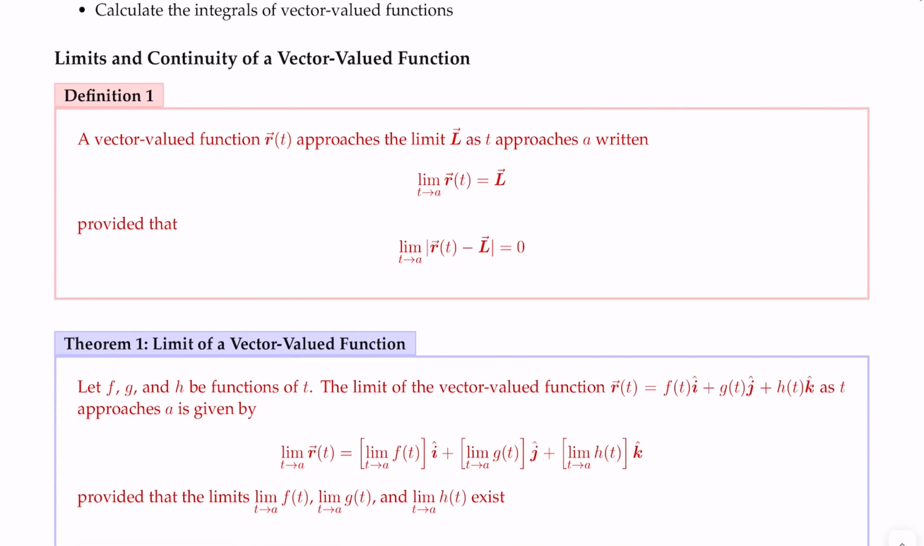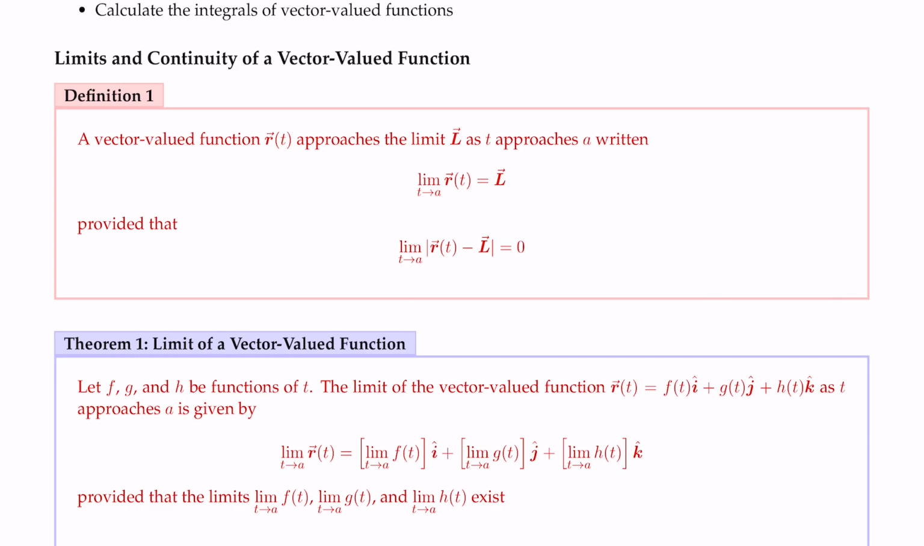So let me quickly give you the definition of the limit of vector valued functions and how to calculate it. A vector valued function of the form r(t) approaches the limit L, where L is the limiting value and is also a vector, as t approaches a. This is written as the limit of r(t) as t approaches a equals L, provided that the distance between r(t) and L goes to 0 as t approaches a.